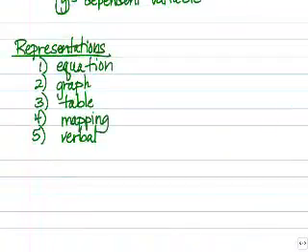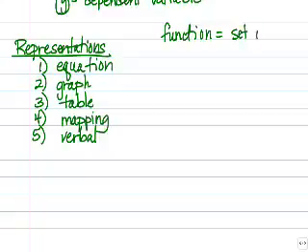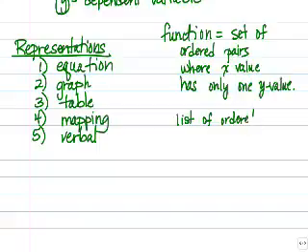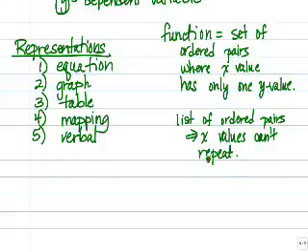So remember, a function is really, let's review this, just a set of ordered pairs where each x value has only one y value. Okay? In other words, in your list of ordered pairs, your x values cannot repeat, because if they did, that would be an x value that has two different values that it's going to, or more than two.